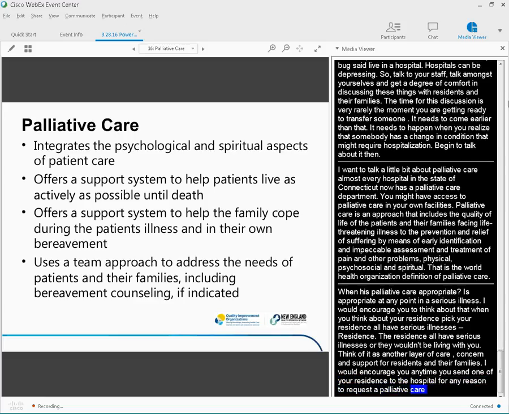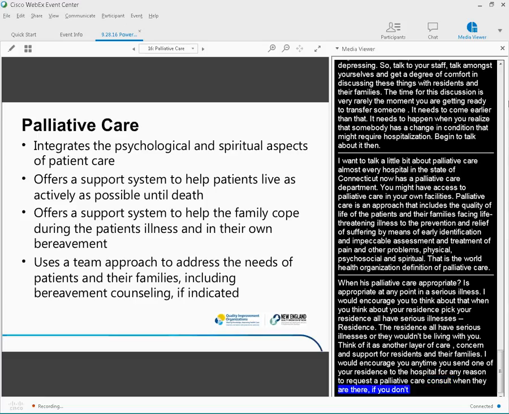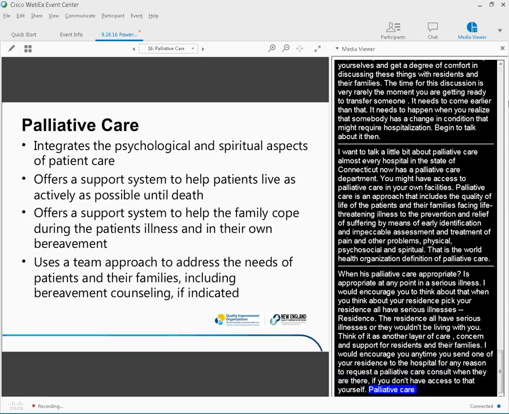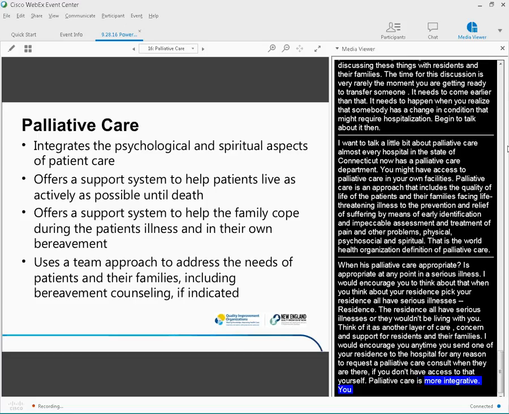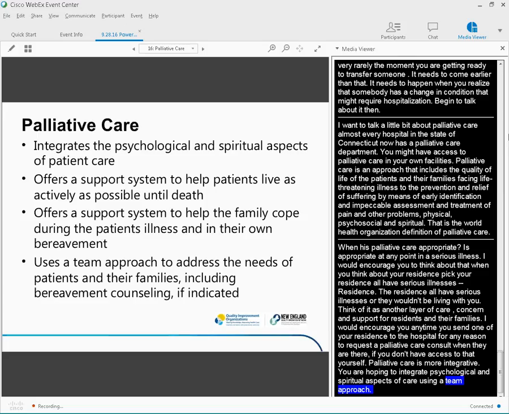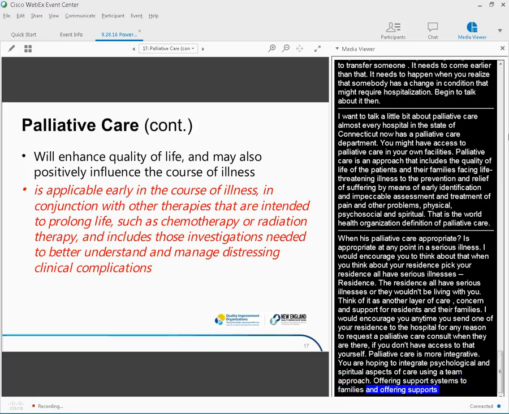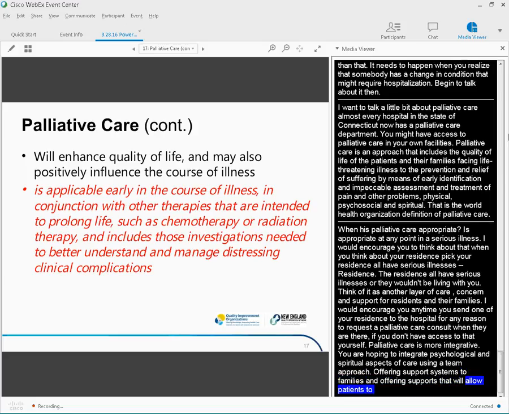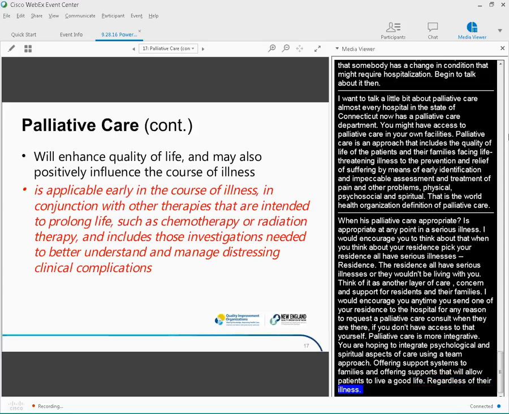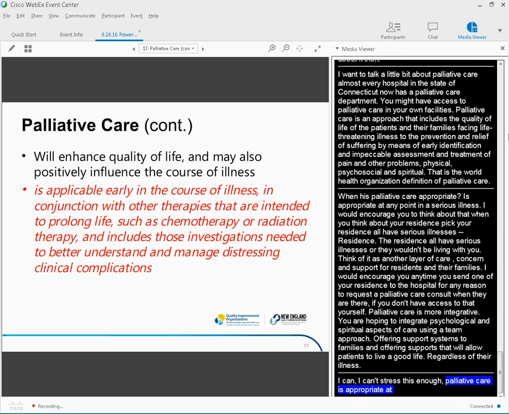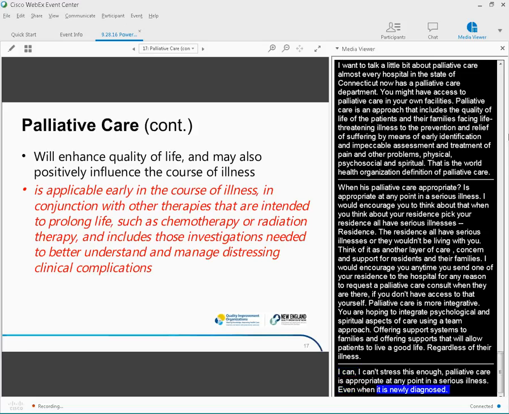Palliative care, again, is more integrative. You're hoping to integrate psychological and spiritual aspects of care using a team approach, offering support systems to families, and offering supports that will allow patients to live a good life, regardless of their illness. Again, I can't stress this enough. Palliative care is appropriate at any point in a serious illness, even when it's newly diagnosed. So think about that. Palliative care is not a fork in the road the way hospice is.